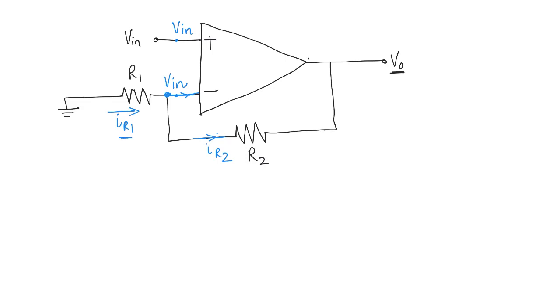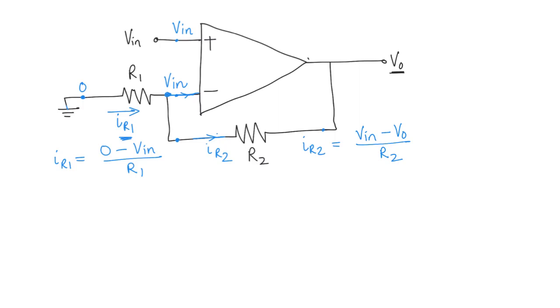Now what's the equation for IR1? Take a look at the voltage here. It's going to be zero because it's connected to the ground. The voltage here is V in. So IR1 is equal to 0 minus V in over R1. What is IR2 going to be? The voltage here is V in. The voltage here is VO. So we have V in minus VO over R2, right?